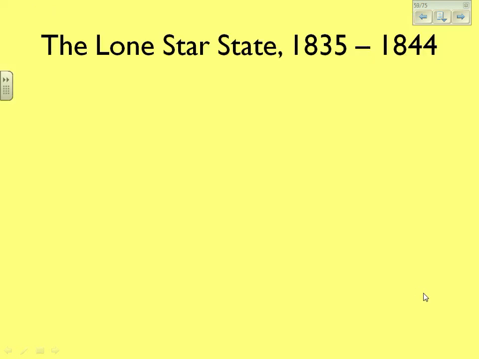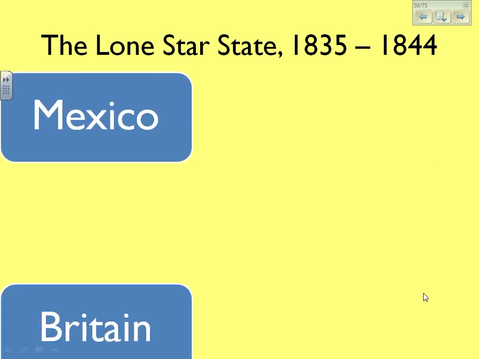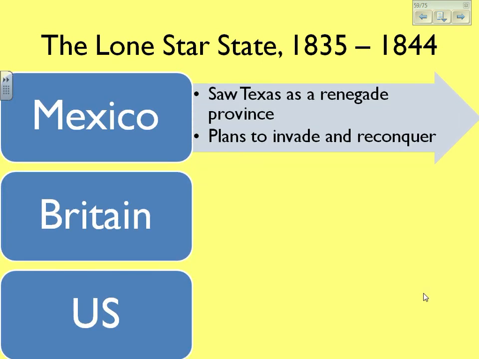So the Lone Star State, right? They're a state, a country from 1835 to 1844, when they will be annexed by the United States, and we'll get to that in the next lecture. Now, Mexico, Britain, and the United States are all sort of eyeing Texas, and Mexico saw Texas as a renegade province, much like China views Taiwan today. And they have plans to invade and reconquer, and they actually do make some feeble attempts at doing so.